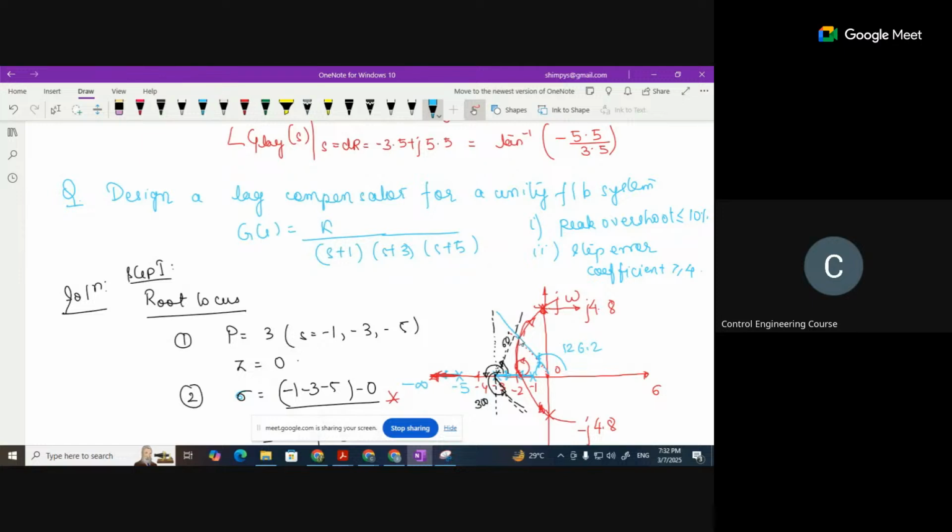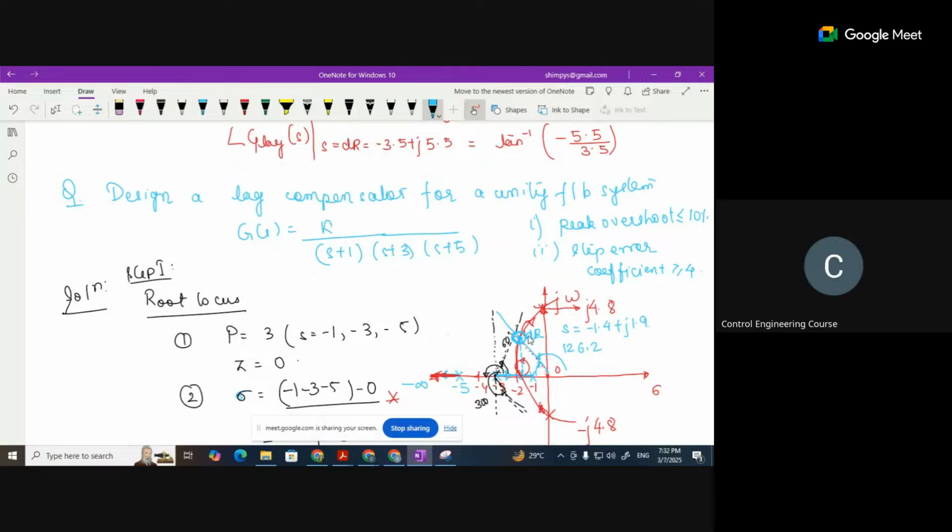And the point where it cuts the root locus will give us the value of the dominant roots, dr. Then when I mark the points on the real and imaginary axis, I get the value of s as minus 1.4 plus j 1.9.